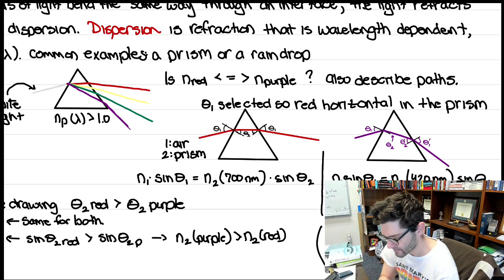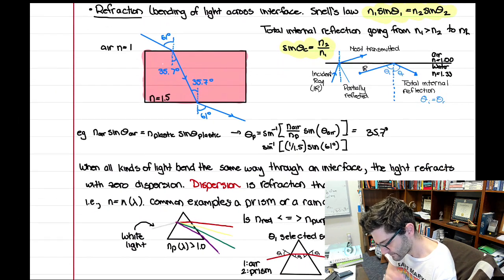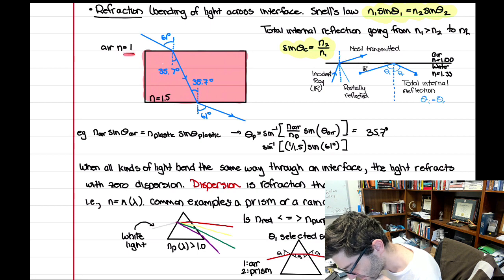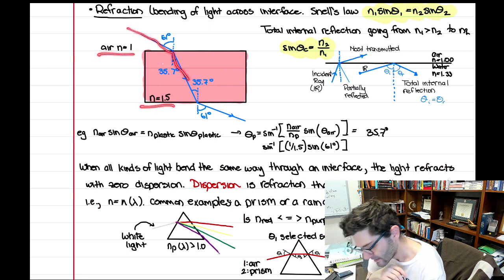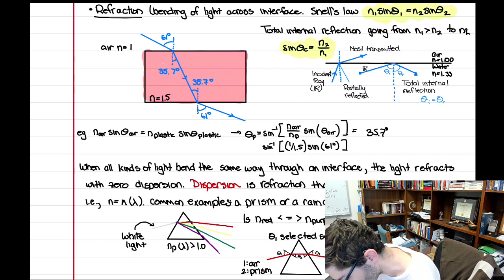Now, if we go back up to this example here, I went from a small number to a larger number when I went through here, and notice what effect that had. These are good things to remember. When you go from a lower index to a higher index, the beam of light bends toward the normal. Notice this is a 61 and this was only around 36, so the angle decreased. When going from low to high, I bend towards the normal. And when I go from high to low, in this case from 1.5 to 1, I bend away from the normal.